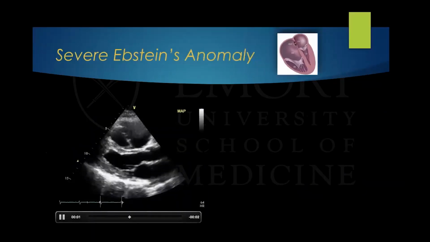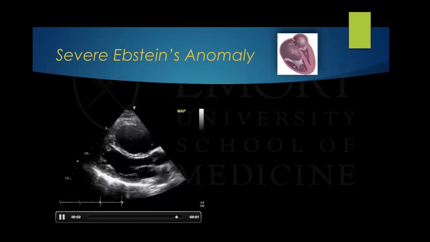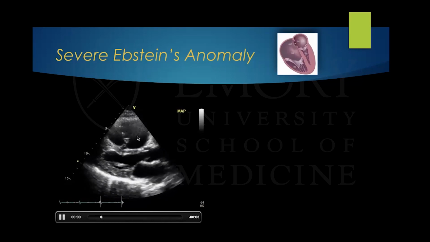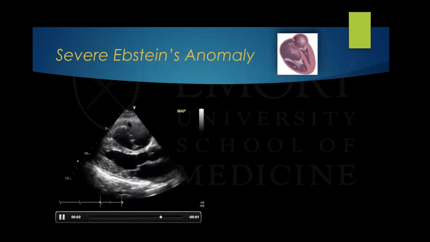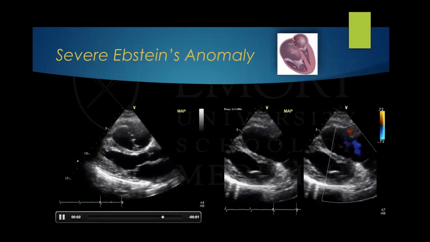In this other case, which is a more severe Ebstein anomaly, you can appreciate that the left ventricle is normal size. However, you see this tissue moving within the right ventricle that represents the anterior leaflet and part of the septal leaflet of the tricuspid valve. If you ever see this kind of feature, it's usually an Ebstein anomaly.